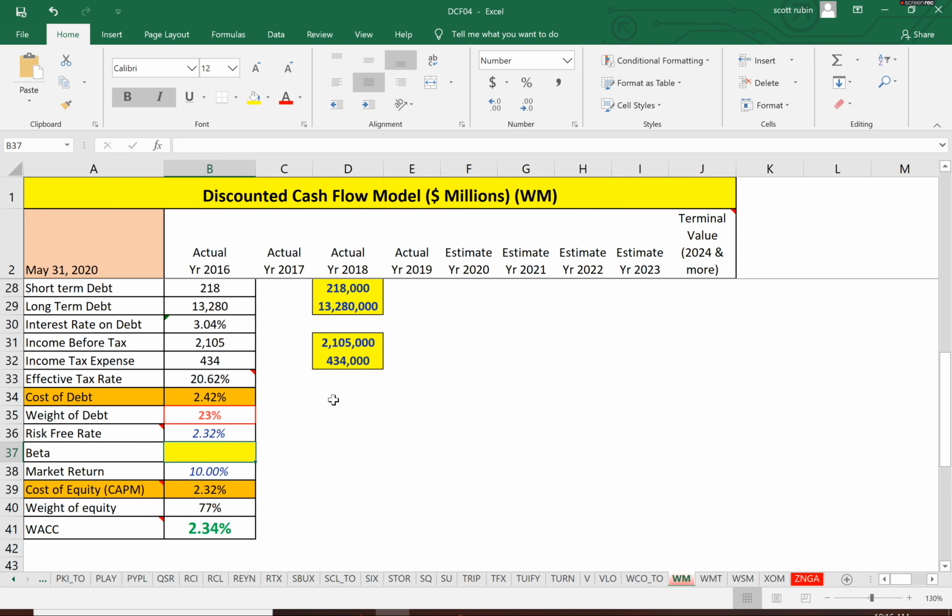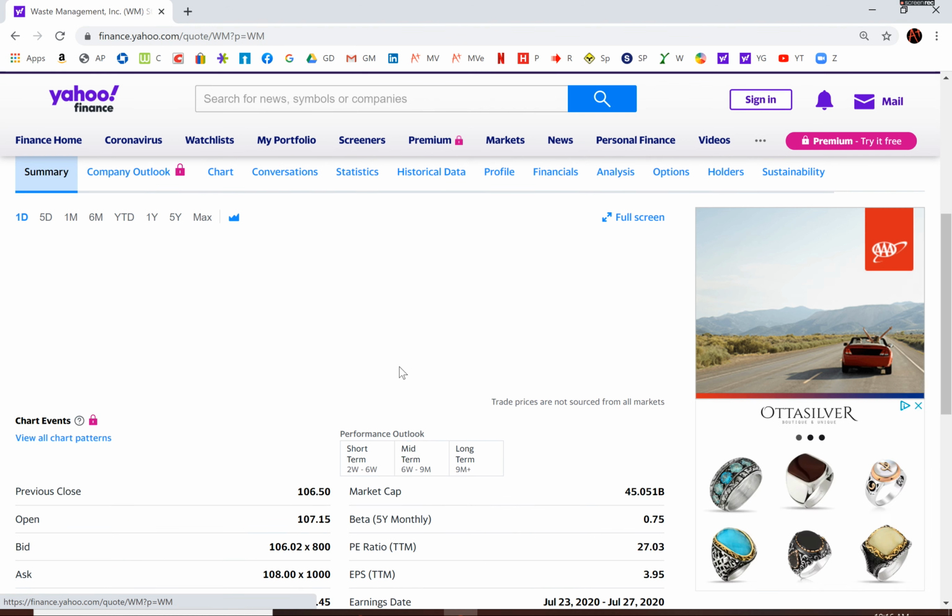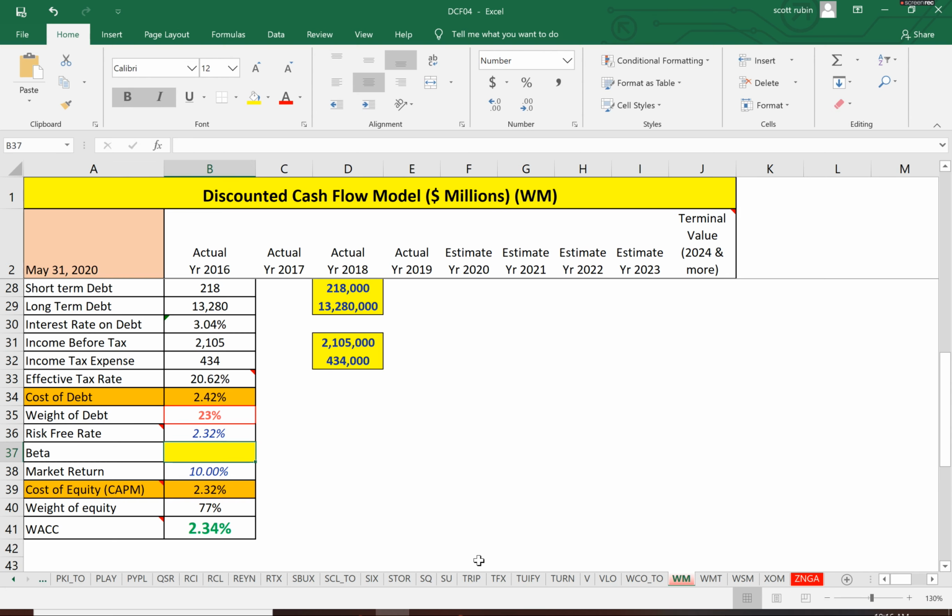Now we need to figure out the cost of equity, and first we need the beta to do that. We'll go to Yahoo Finance. The beta is 0.75. That's a really good beta. That means it's not a volatile stock. To figure out the cost of equity, we use the CAPM model, the capital asset pricing model, and we come up with 8%.